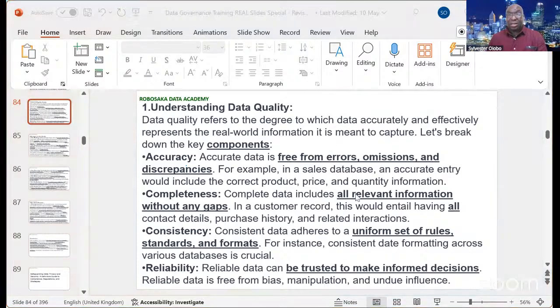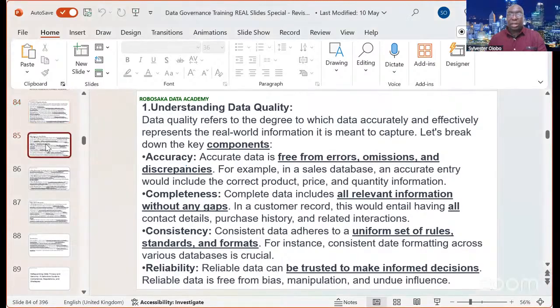Anyway, in practice, everything you see here is going to come out soon. It could be your initiative that is going to come out. And when we get there, you're going to know more about this, how to understand data quality, because you need to understand the key dimensions of data quality. Let's move on.